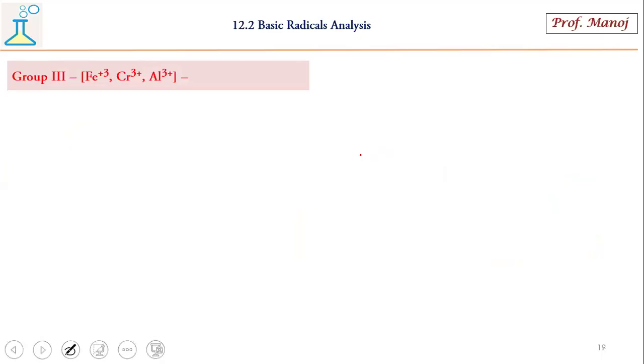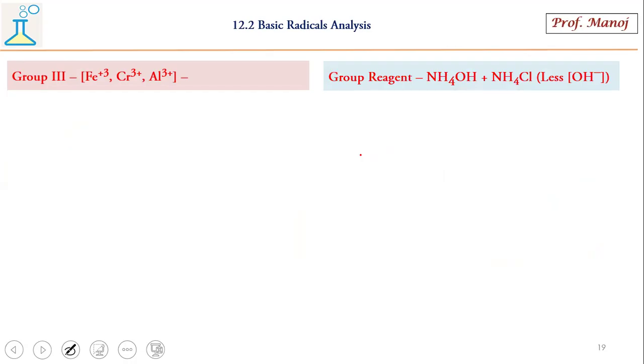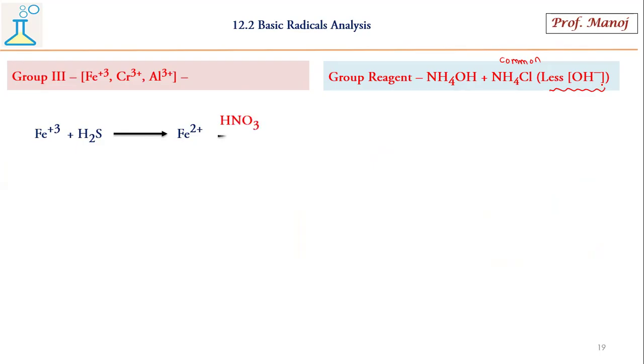Group number 3 is having 3 radicals: ferric, chromium 3+, and Al+3. The group reagent here is ammonium hydroxide. Ammonium chloride, common ion effect, is added just to decrease the concentration of OH-. It suppresses the concentration. So over here we have, suppose, ferric ion taken, treated with H2S. So it forms first ferrous, and oxidation by HNO3 will give you ferric.